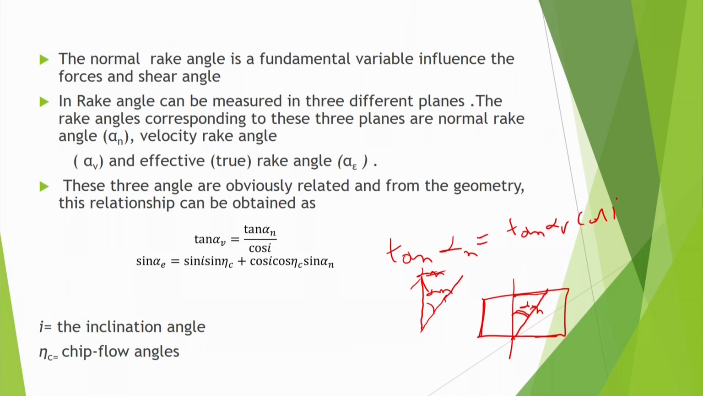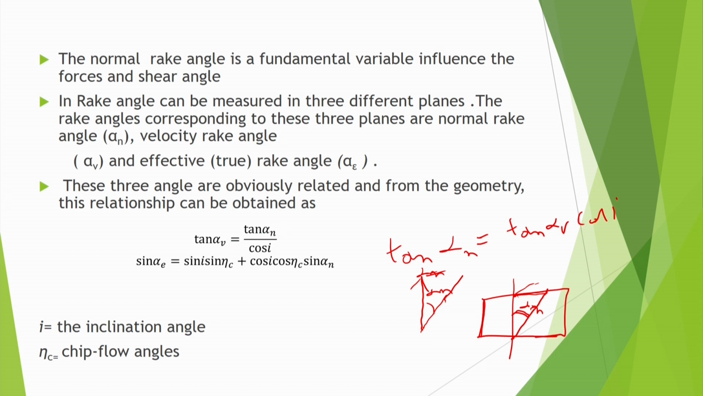Now suppose you incline that plane to an angle I, so you have to take its projection. In this case the vertical height may remain the same, but if you incline it by I, then this base may reduce by a cos I factor. So the base becomes cos I times the previous base, with the height remaining the same. Therefore tan alpha v will be tan alpha n divided by cos I.